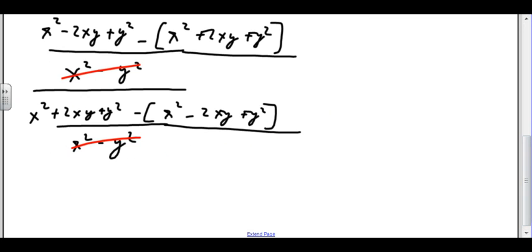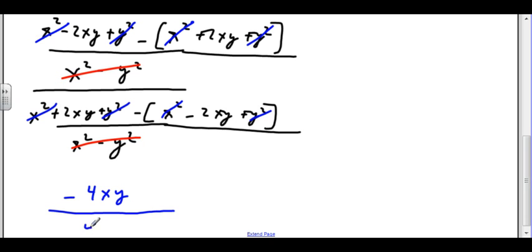Now I just have to add what I have up there. So I got x squared minus x squared. I got y squared minus y squared. So I have minus 4xy on the top. I've got x squared minus x squared, y squared minus y squared. And I've got 4xy on the bottom. And I've got minus 1 is my final answer. Ooh. Okay, minus 1 is my final answer.